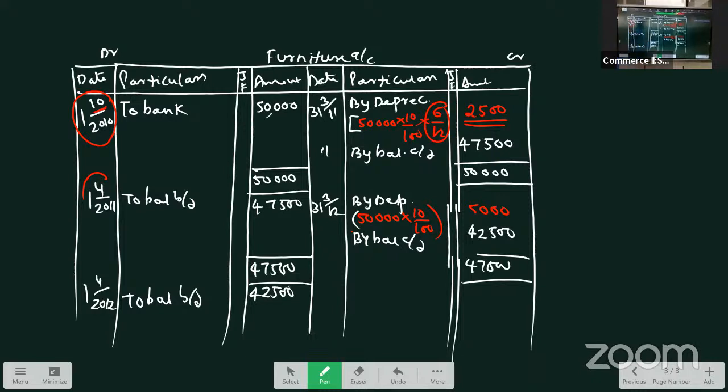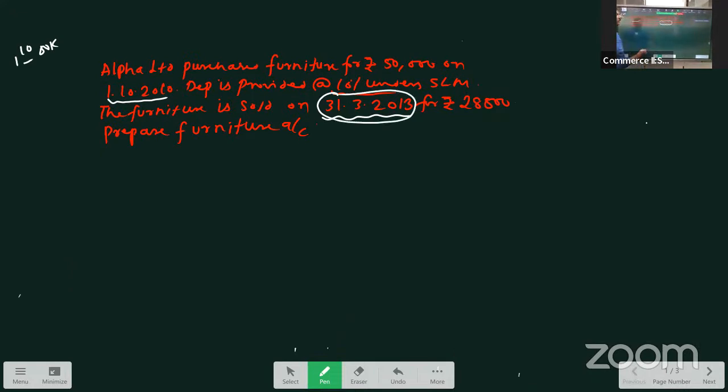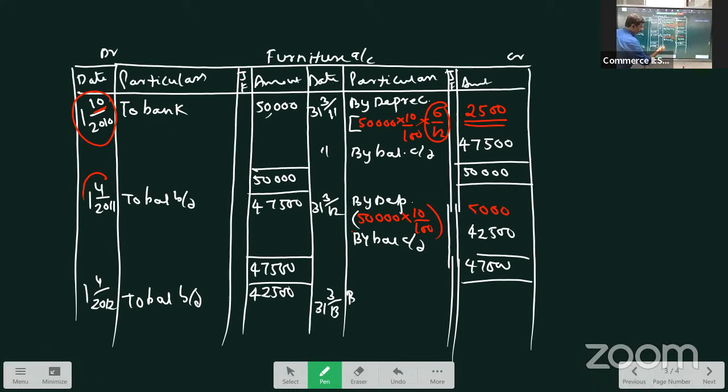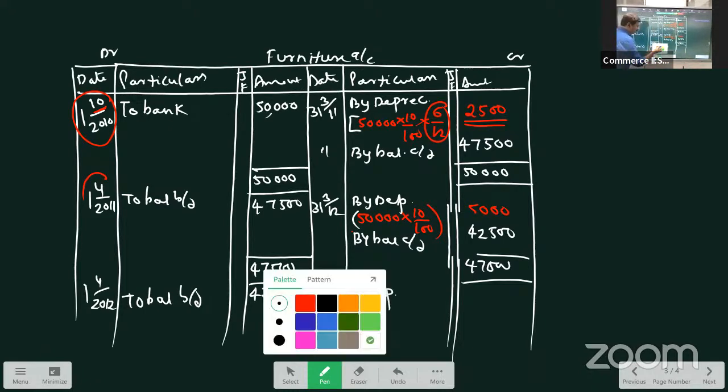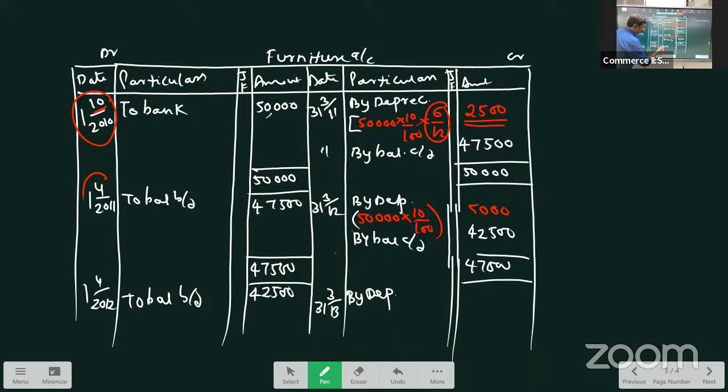Again on 31st March 2013. Remember, we had sold our asset on this date. On this date, we have sold our asset. So we have to take into consideration those factors. So we have to first provide depreciation. By depreciation again, it is for the full year. Okay. 50,000 into 10 by 100, that is 5,000.